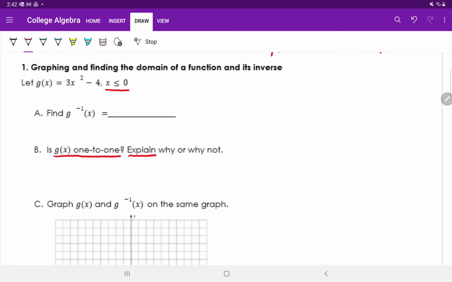I kind of skipped over part A, but when you're looking at g of x and converting it into g inverse of x, you're going to be using a multi-step process where you switch x values and y values, and after you've switched your x values and y values, then you solve for y, and that will give you your inverse.